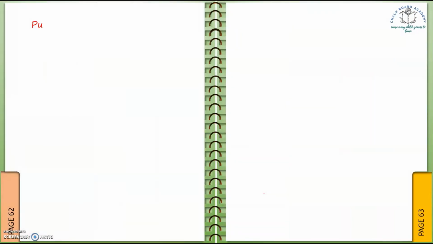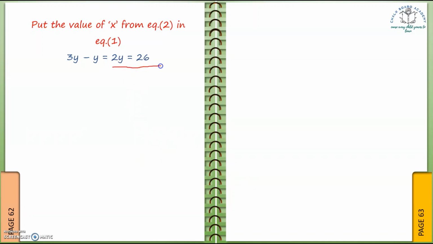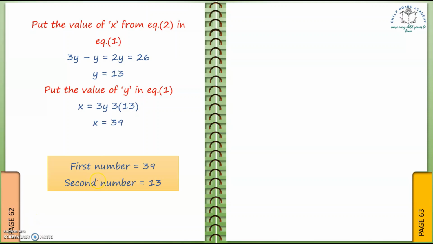So moving forward, we have put the value of x from equation 2 in equation 1, and now 3y minus y is equal to 2y, which is equal to 26. So y is equal to 13. Now we can put the value of y in equation 2. Then x is equal to 3y, which is equal to 3 multiplied by 13, that is 39. So the first number is 39 and the second number is 13. Let's look into another question.